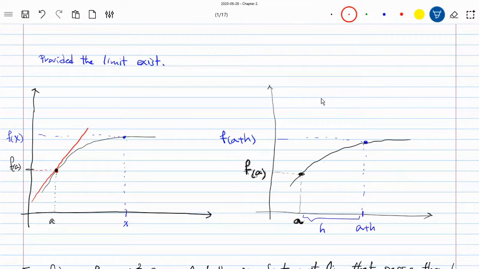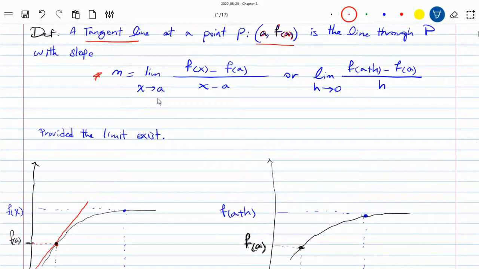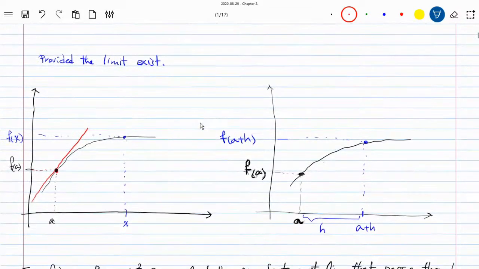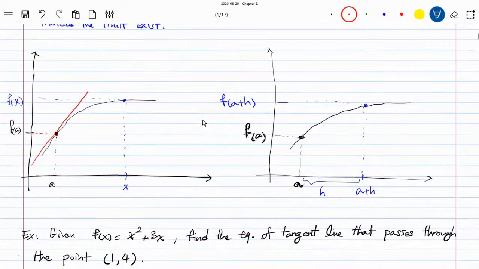Okay, so here let me introduce the idea of the slope for the tangent line, because this is what we're going to talk about: the slope of the tangent line at a specific point. Let's assume we know this line, this red line is what we're looking for. We're looking for the slope of this line. This is the question. If we know the slope of this, then we can create the equation of the tangent line.